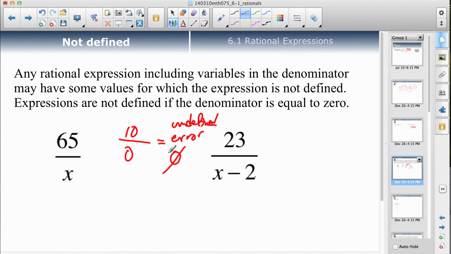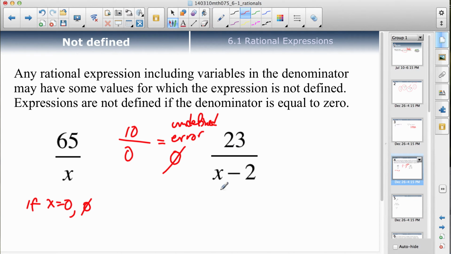So if I have an expression like this one or like that one, and there's a value that I put in for x that makes the whole bottom 0, then that expression is undefined, and if it's an equation, I can't use that number as a solution, or I can't use it as a variable to plug in there. For example, in this first one, 65 over x, if x is equal to 0, I'll just write that: if x is equal to 0, the expression is undefined.